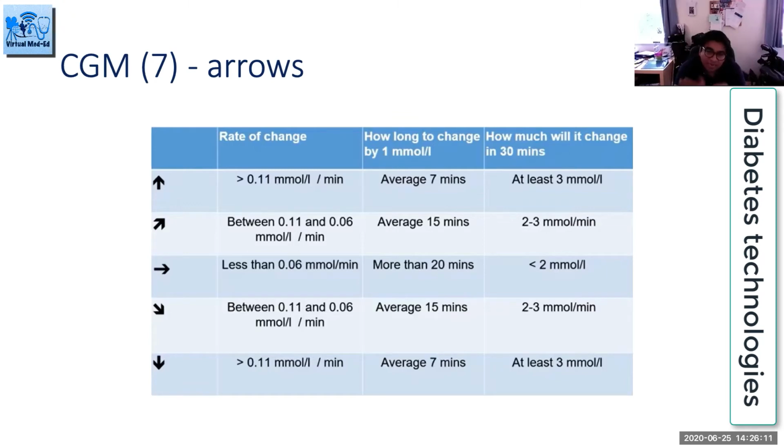So it's a nice way of keeping an idea, as a healthcare professional, of what kind of changes to expect. I must say, I don't show this to patients because when you give them too much information, it can be overwhelming, but I'll give you some clues later on in terms of what pointers we can give to patients when we look at arrows.